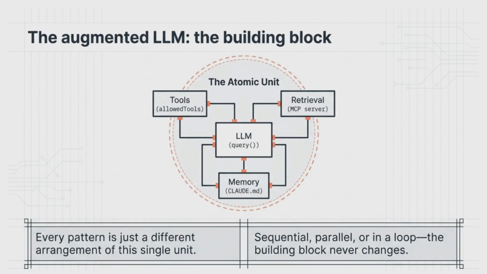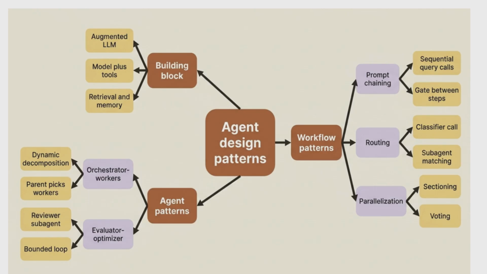Notice the building blocks, agent design patterns, and workflow patterns. See where prompt chaining, routing, and parallelization fit into the broader picture. Look at where prompt chaining is defined versus dynamic composition and bounded loops. Let's cover each in turn.